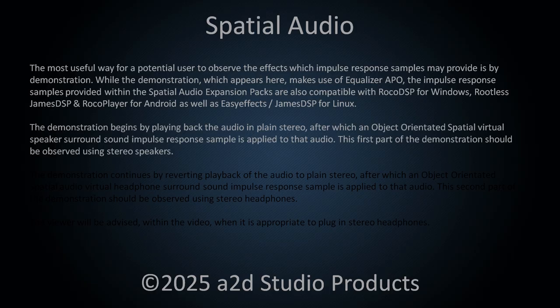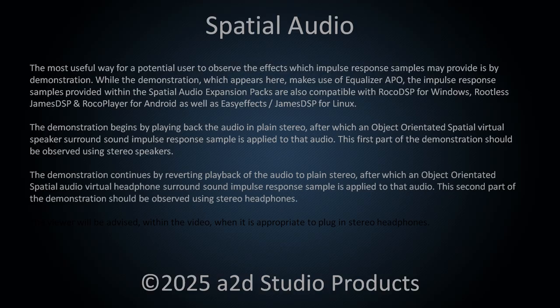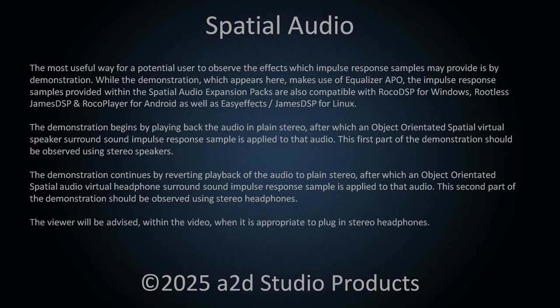This first part of the demonstration should be observed using stereo speakers. The demonstration continues by reverting playback of the audio to plain stereo, after which an object-orientated spatial audio virtual headphone surround sound impulse response sample is applied to that audio. This second part of the demonstration should be observed using stereo headphones. The viewer will be advised, within the video, when it is appropriate to plug in stereo headphones.